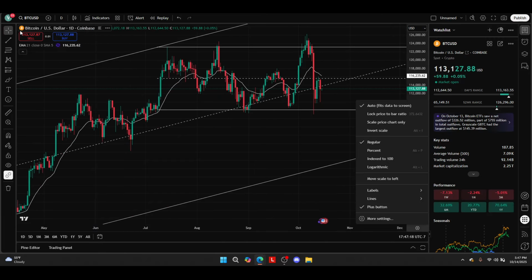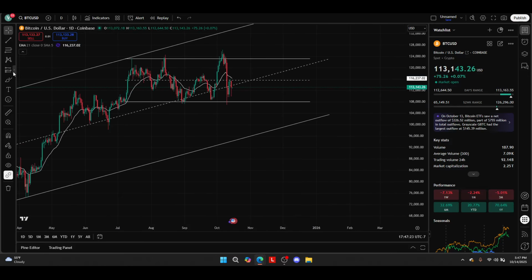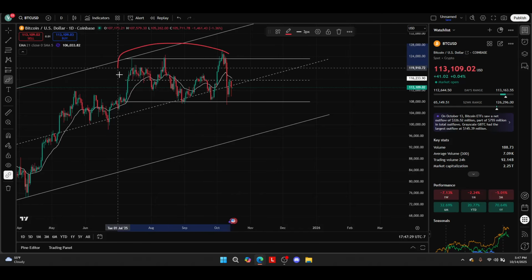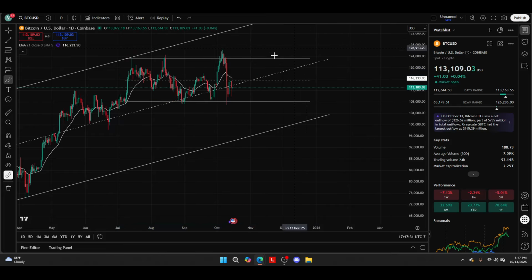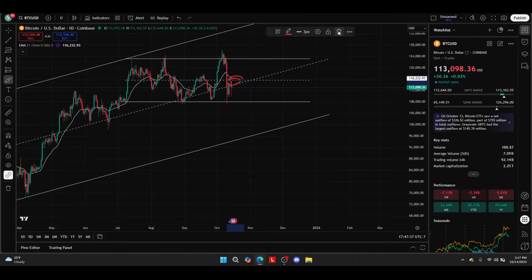Take a look at Bitcoin. Bitcoin is just consolidating, trading sideways. What this means is that the price action is not that bullish, and at the same time, it's not that bearish. So the market is in agreement in this price zone of about 123 and 108. So it's in agreement right now. We're basically in the middle of it. So anything can happen, right?